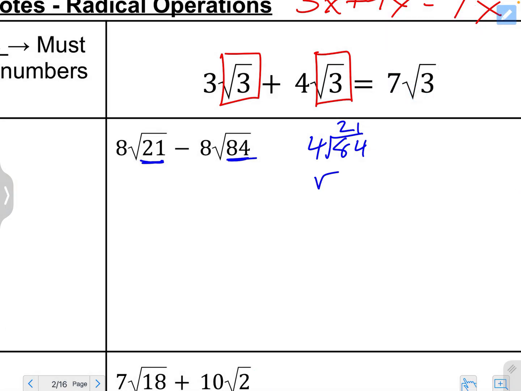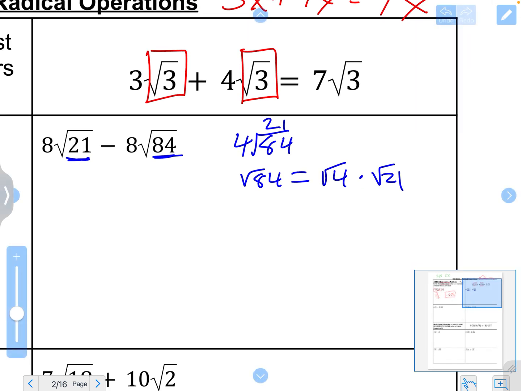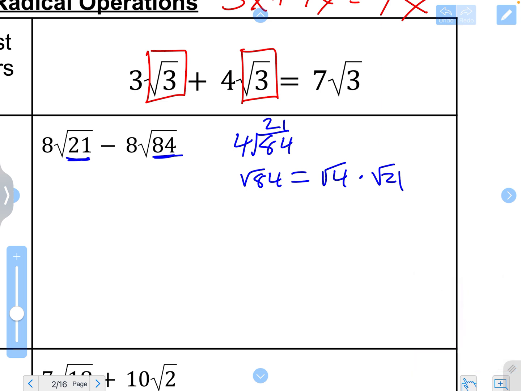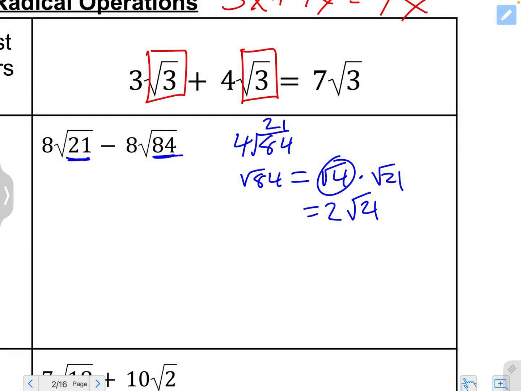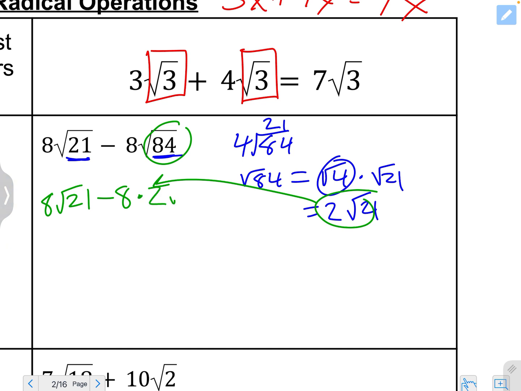So the square root of 84 equals the square root of 4 times the square root of 21. We know that the square root of 4 is a perfect square, so we take the square root of 4, which gives us 2, and we leave 21 in the square root. I'm going to rewrite everything but the square root of 84, and now I'm going to put that in its place, so times 2 square root of 21.